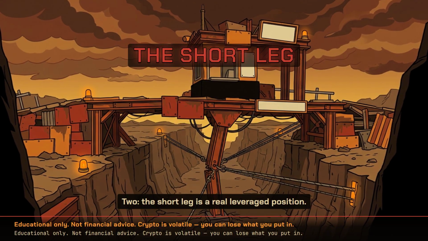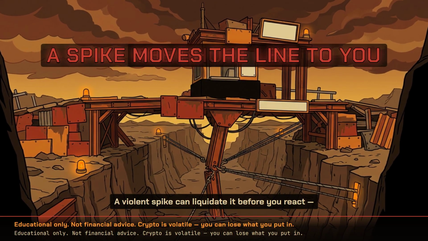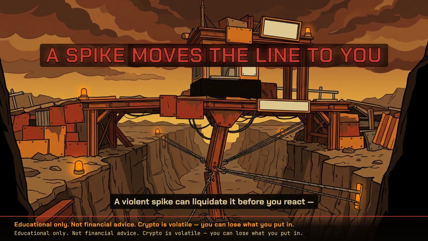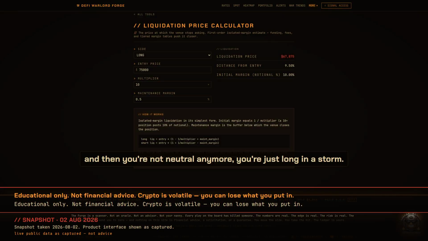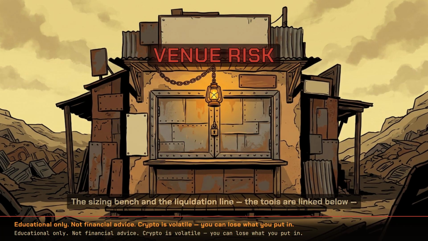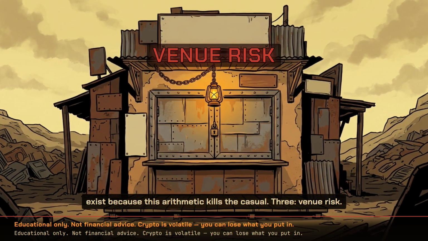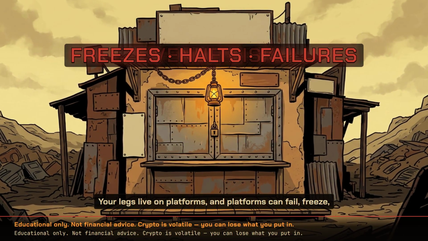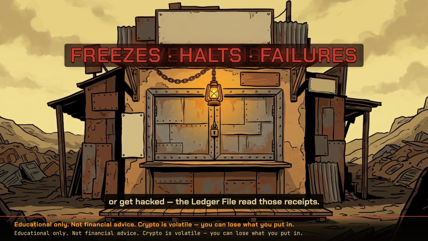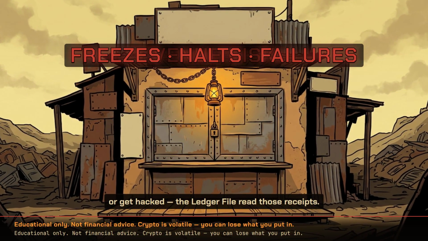2. The short leg is a real leverage position. A violent spike can liquidate it before you react, and then you're not neutral anymore, you're just long in a storm. The sizing bench and the liquidation line, the tools are linked below, exist because this arithmetic kills the casual. 3. Venue risk. Your legs live on platforms, and platforms can fail, freeze, or get hacked. The ledger file, read those receipts.